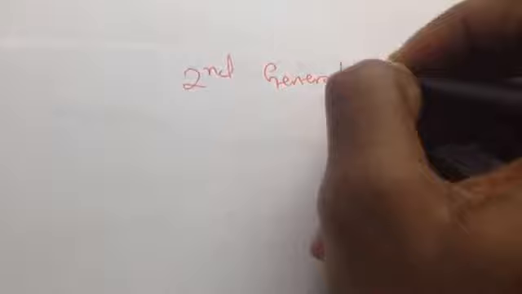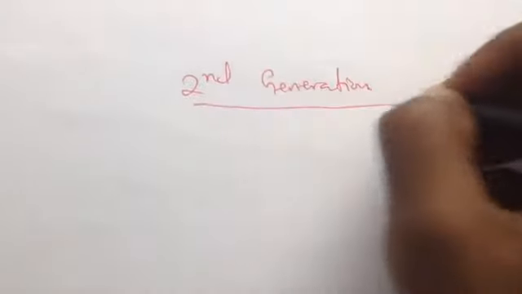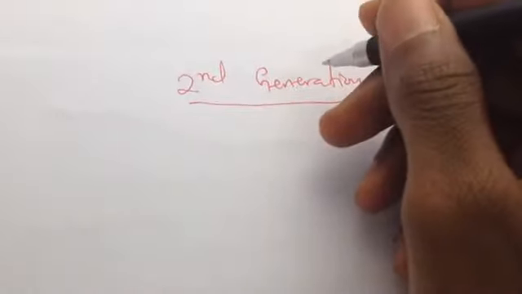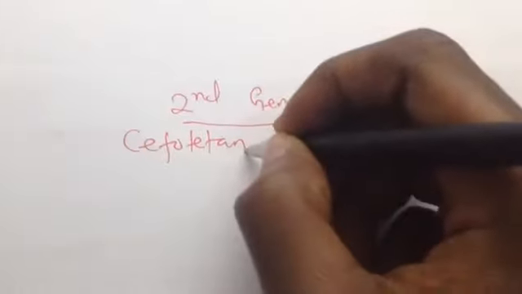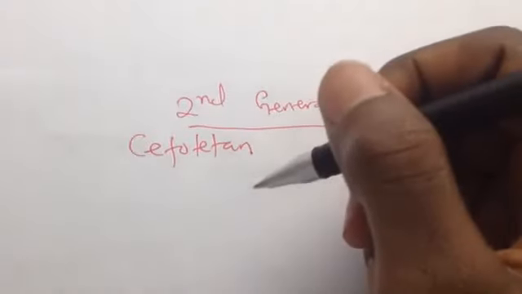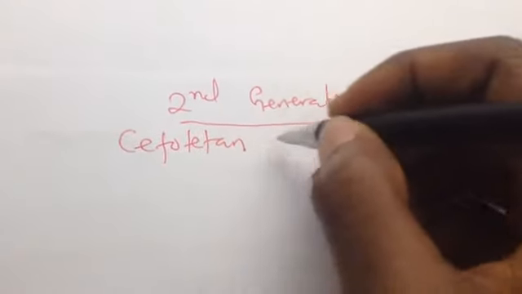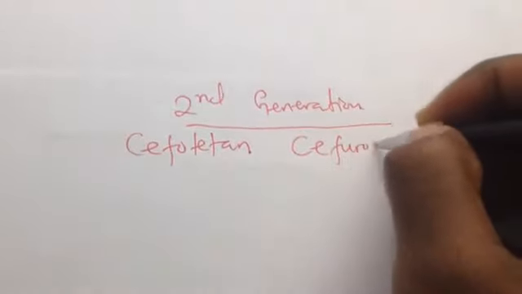Moving to the next generation, we have the second generation cephalosporin. For the second generation cephalosporin, the most important ones we have are cefotetan, which is also used for prevention of infection during surgery, and we have cefuroxime.